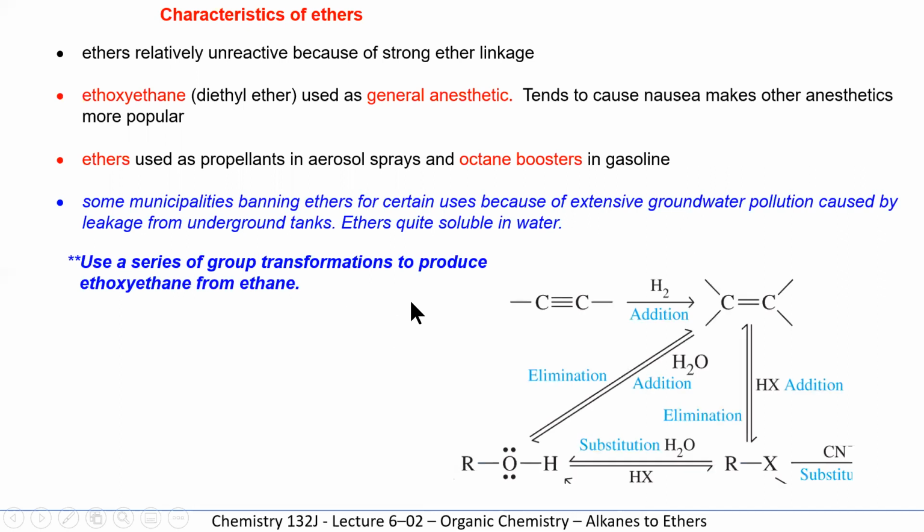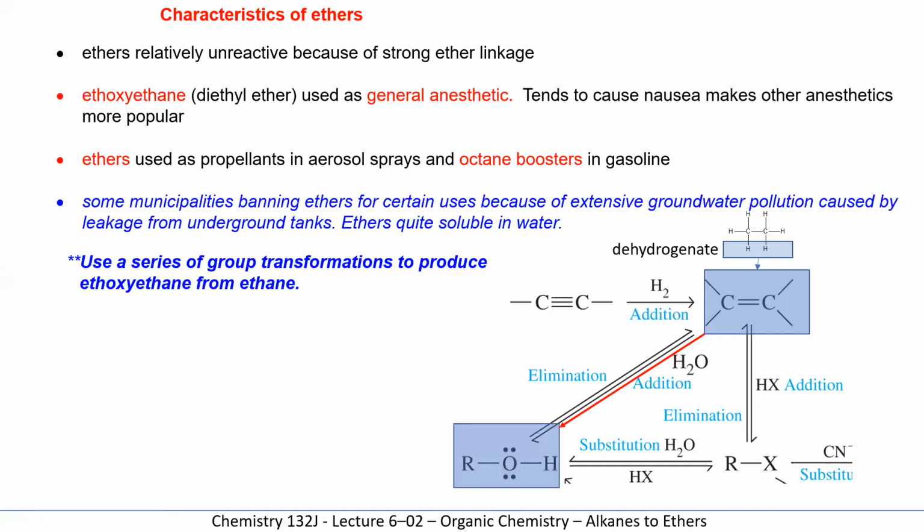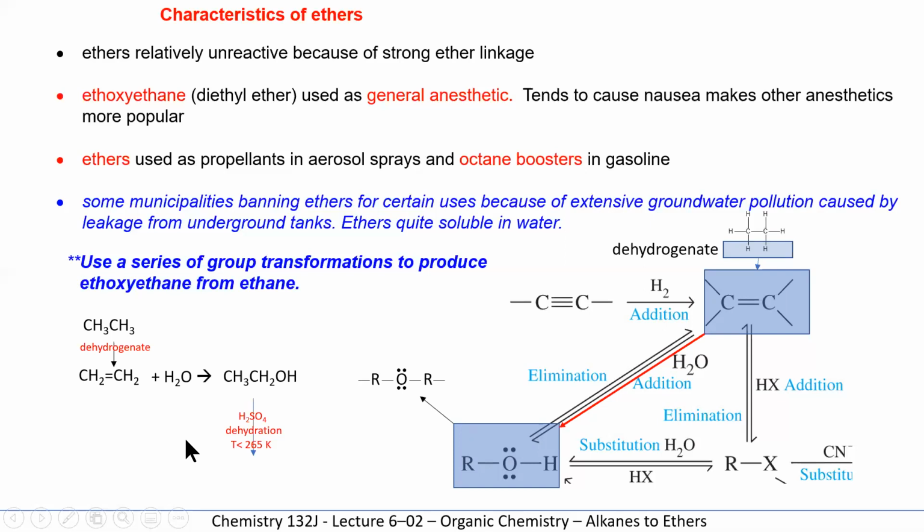So now we're going to show you how we can make ethoxyethane from ethane. So we start from ethane. We can take hydrogens off, or dehydrogenate, however you want to say that word, and we're going to make an alkene. Then we take the alkene and we can then add water to it. And we make an alcohol. And from the alcohol, we can dehydrate the alcohol using sulfuric acid and make our ether. So here it is, showing it step by step. And we end up with our ether. Now, we would name that ethoxyethane because there's a two-carbon ether side chain on a two-carbon chain.